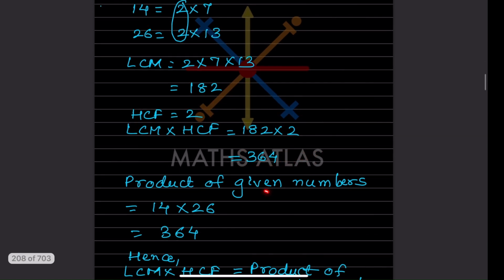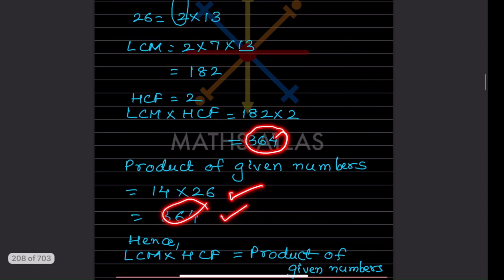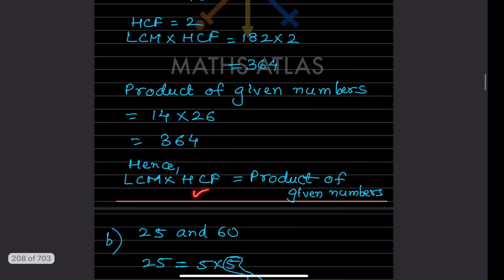So now the product of two given numbers means what will you do? These are the two numbers, right? 14 into 26. So when you multiply 14 into 26, what do we get? 364. So that means this is equal to this one. So we can write, hence LCM into HCF is the product of given numbers.